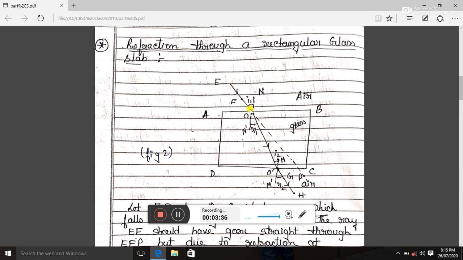This is a ray, EF is a ray which is entering from air medium to the glass medium. So as we are studying only refraction, I am not taking the reflected part. I will be only studying the refracted part. So EF is an incident ray. It will refract to another medium, that is the glass medium, from air to glass, and from now this ray O dash will again come back to the air, that is it will refract from glass to air.